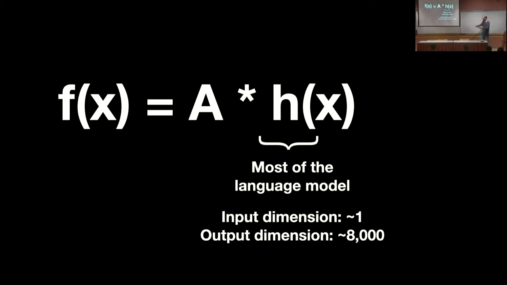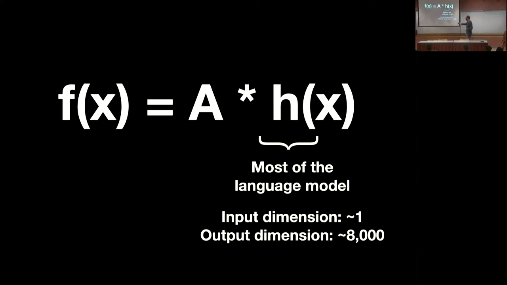And so that's what we're going to do. We're going to ignore most of this. We're only going to try and steal the final matrix A. The input dimension here is like 1. It's like a single word. A word is like a single integer between like 0 and several thousand. And the output dimension of the language model piece is whatever the hidden dimension of the model is internally. This is something like 8,000 for Llama models, or bigger for larger models.